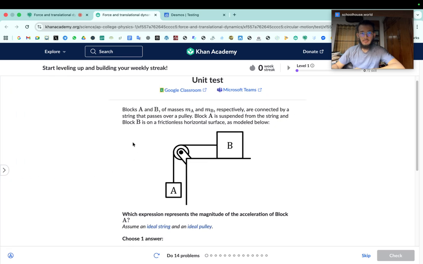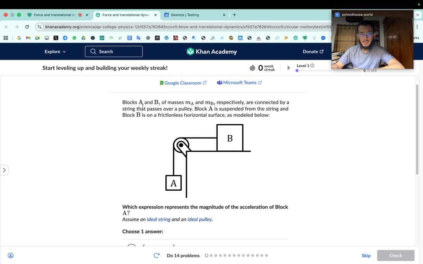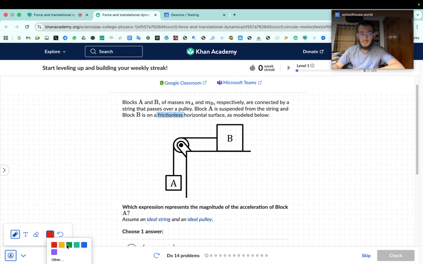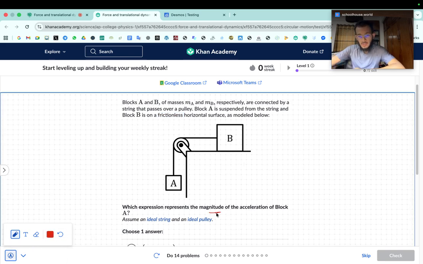Blocks A and B of masses MA and MB respectively are connected by a string that passes over a pulley. Block A is suspended from the string and block B is on a frictionless surface, so we don't have any friction on the surface as modeled below. Which expression represents the magnitude of the acceleration of the block?